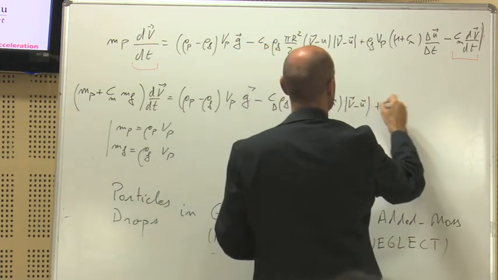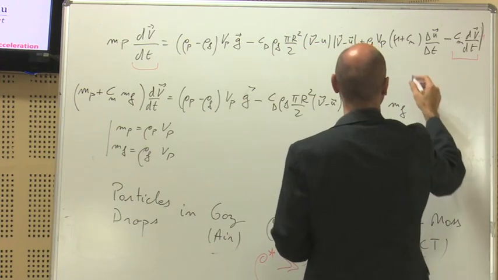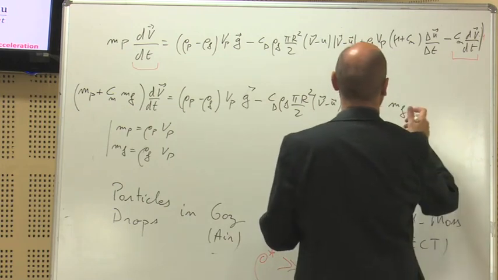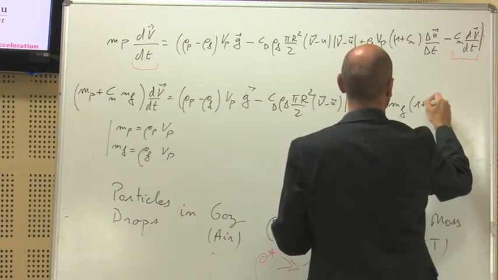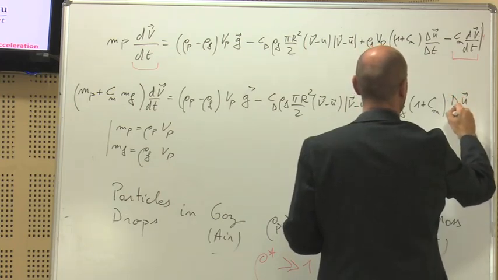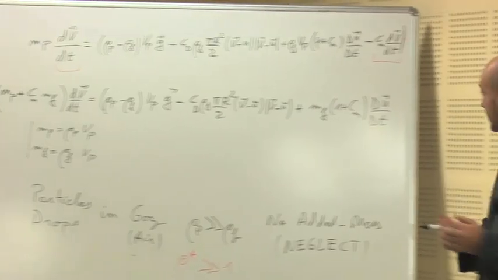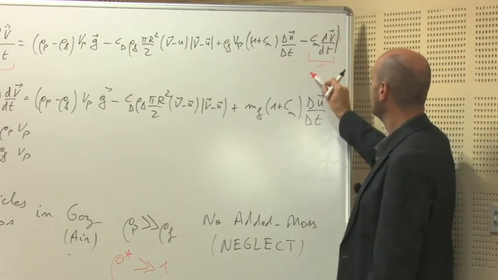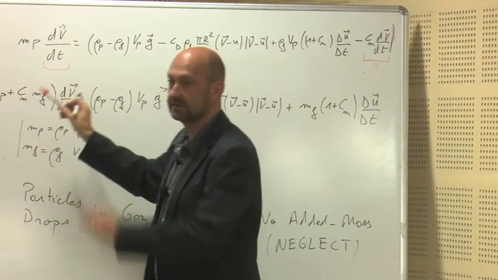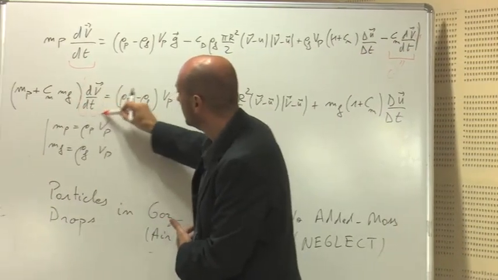Okay, plus mf multiplied by 1 plus cm du by dt. Okay, so this is all what we get. You see that I just took that out, Cm mf. Cm mf is now on the left-hand side because what we want to evaluate is dv by dt.